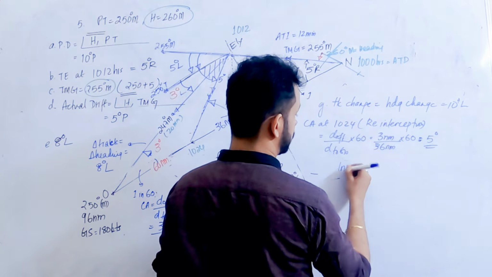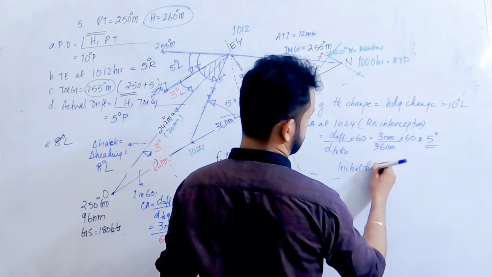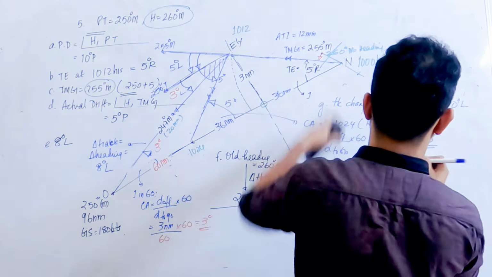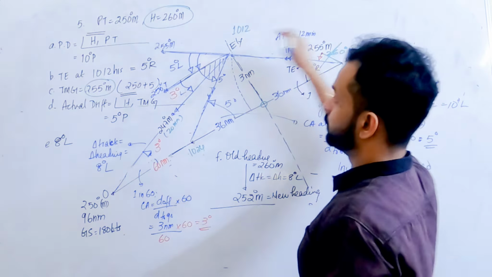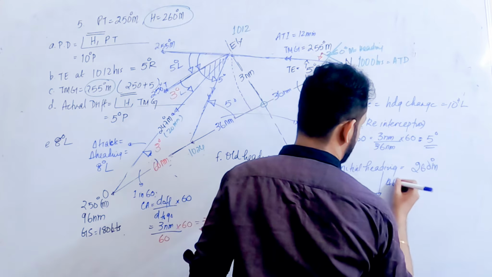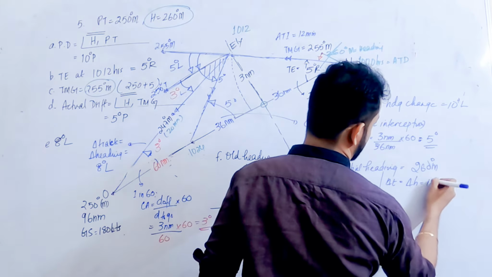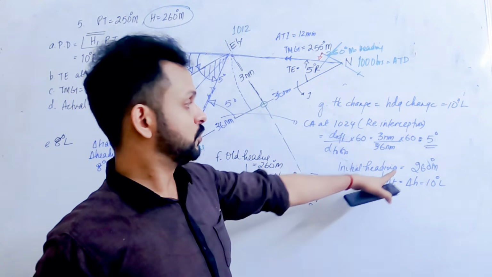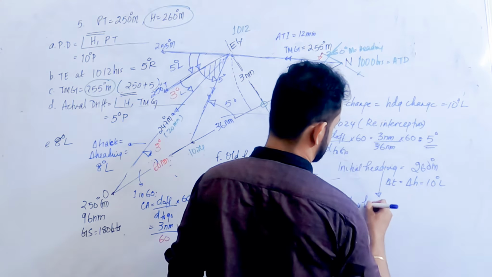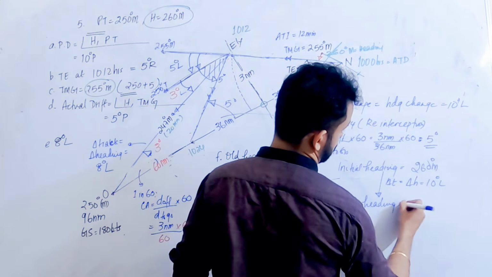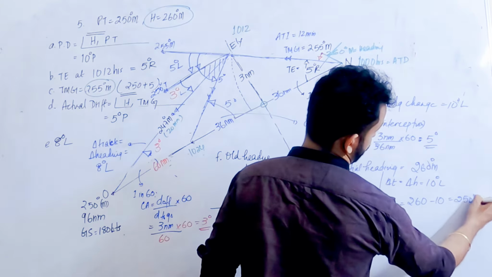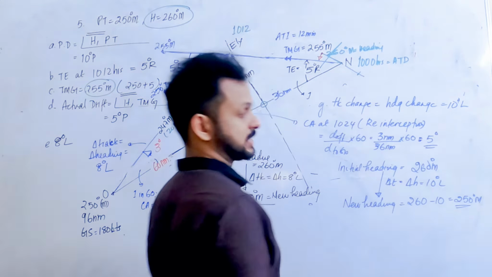To find the new heading, we know the initial heading is equal to 260. That's right here, magnetic. We apply this track change, which is equal to the heading change, which is equal to 10 degrees left here. Right? So 10 degrees left is an anti-clockwise change, and therefore that goes to the new heading, which is equal to 260 minus 10, which is 250 degrees magnetic.